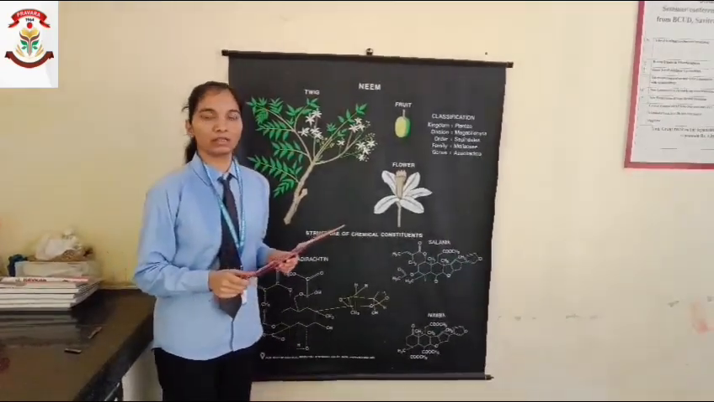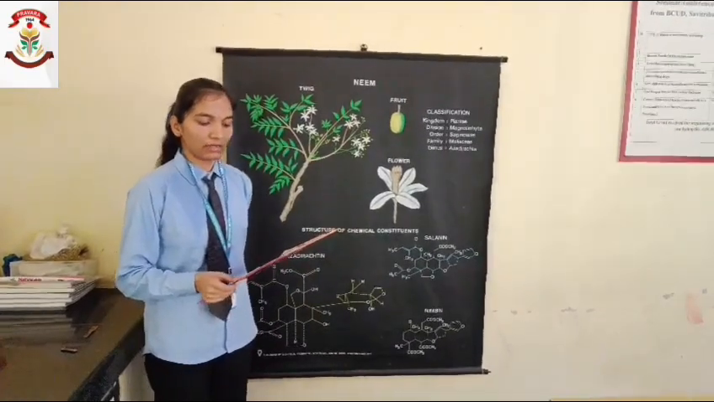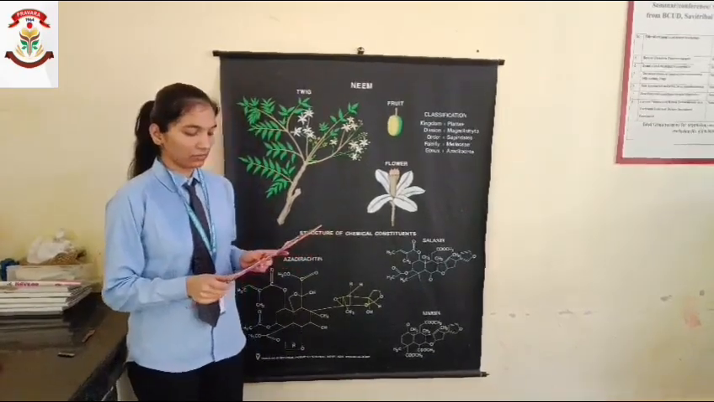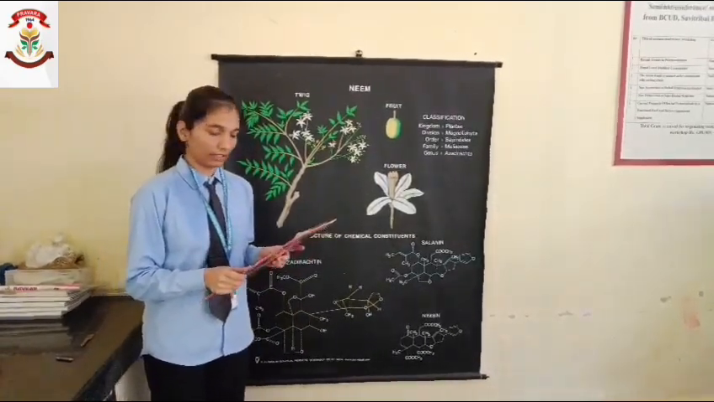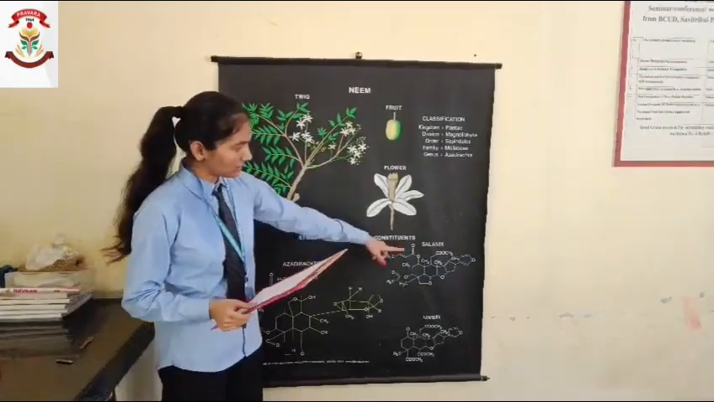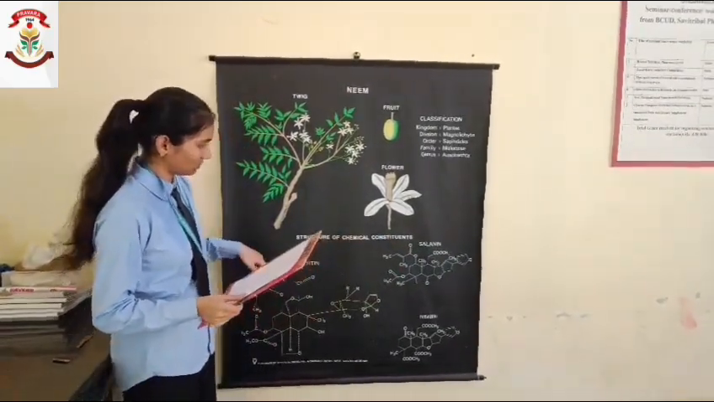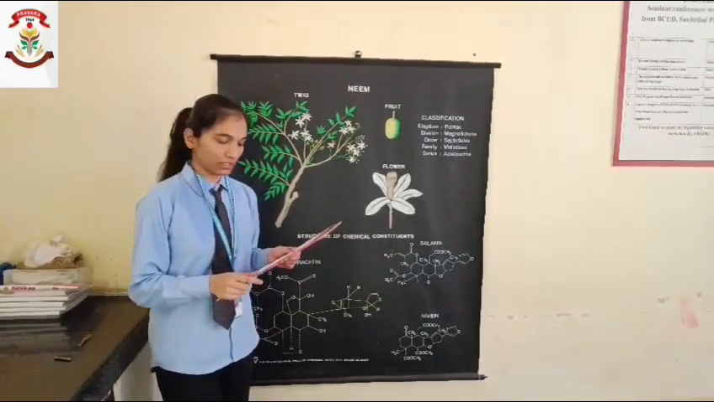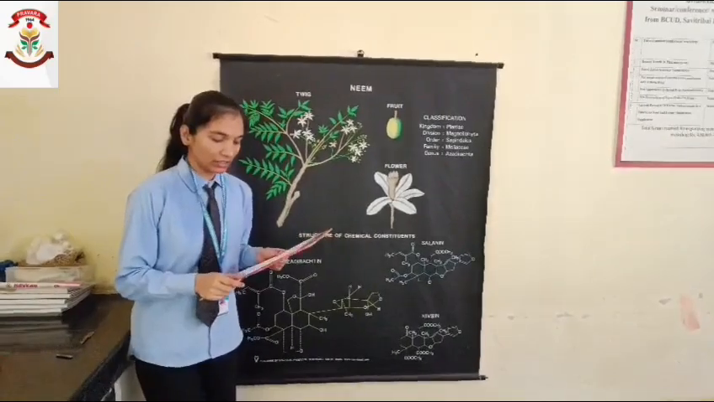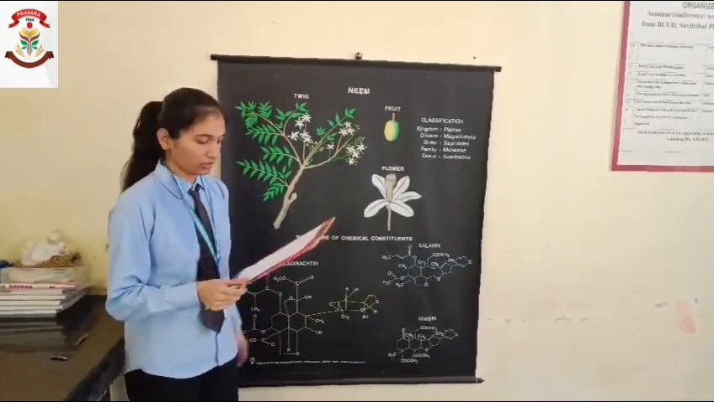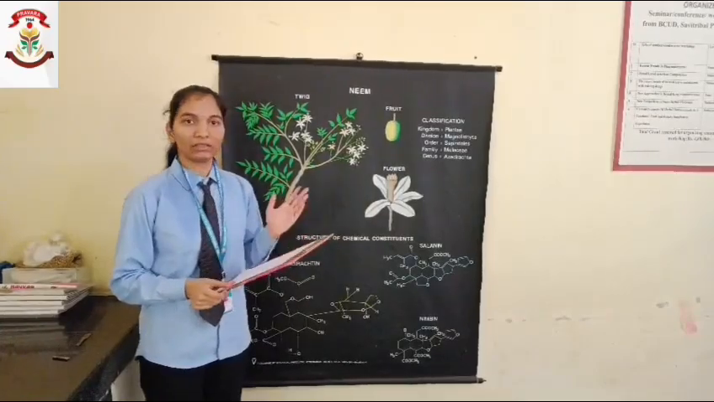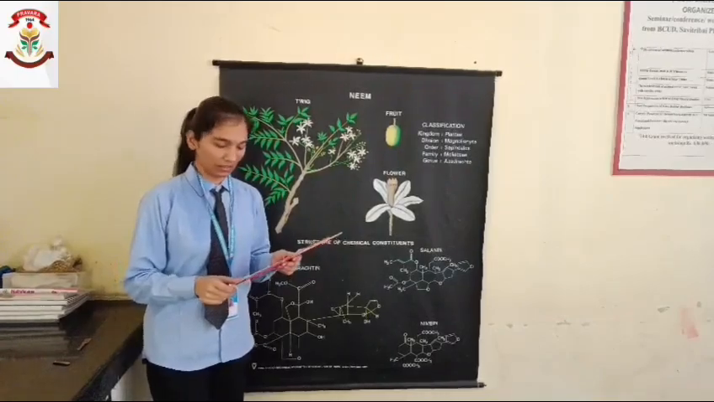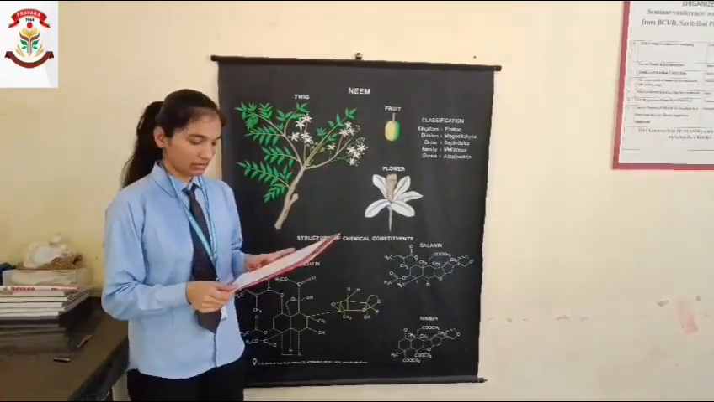Chemical constituents are essential oil, chloride, melatonin and fluorescent, and ordinary chlorine. Let's move to the uses of the neem flower. It is used in skin diseases and wound infection. In morphological character, we see the neem flower is white in color and it is bitter in taste.